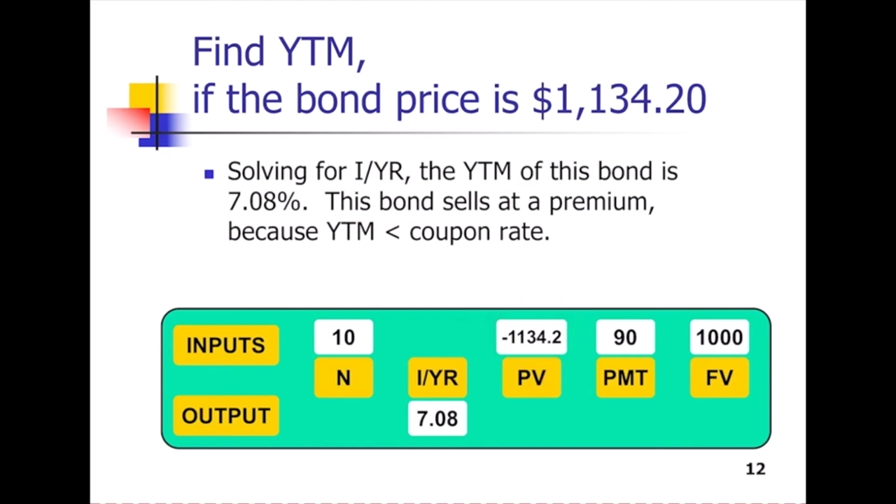Another example: when the market price of the bonds is here, after inputting these 4 key variables, we get this number, the yield to maturity. But as you can see, the coupon rate was 9%, but the yield to maturity is lower, right? So we can say this is a premium bond.